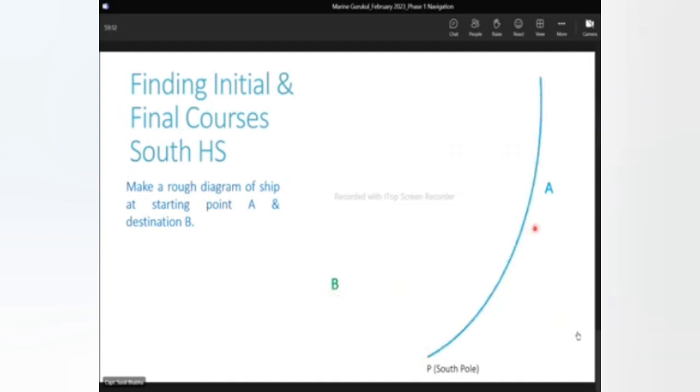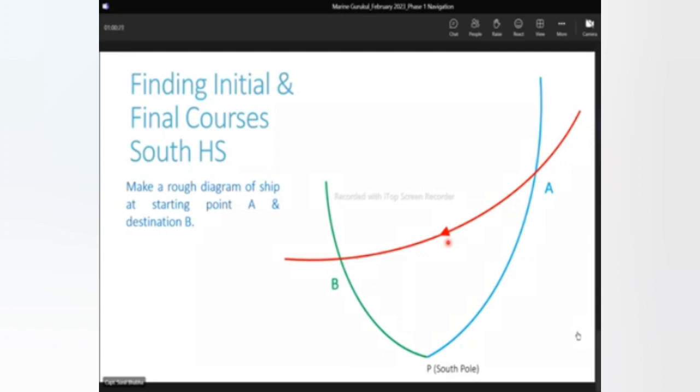The meridian of A is drawn now. Papa Alpha PA, you can see the blue color line. The meridian of point B is also drawn, and let's now join point A and B with the great circle track. So in red color you see the great circle track from A to B. The direction of the arrow shows the direction in which the ship will be proceeding.